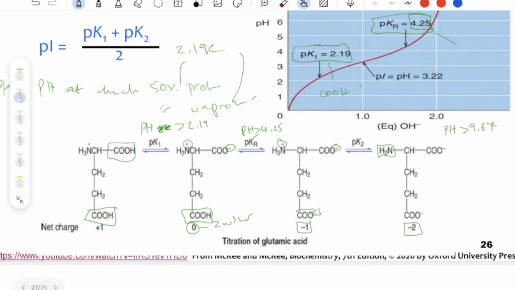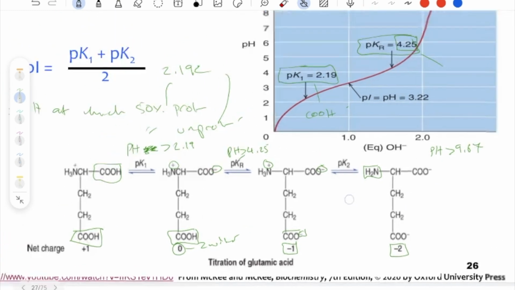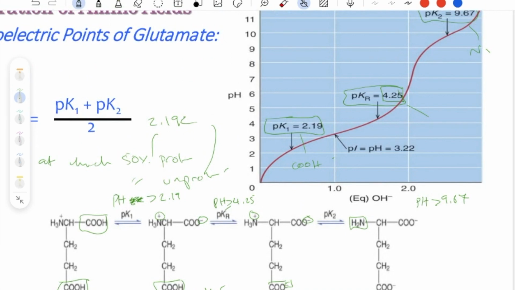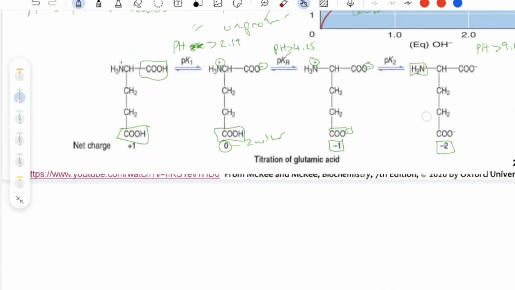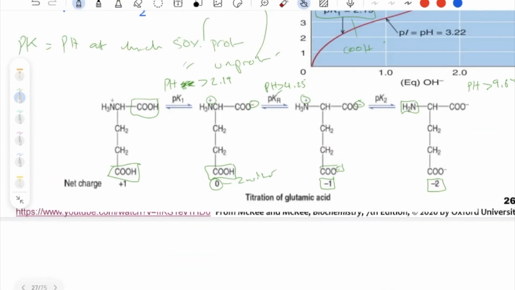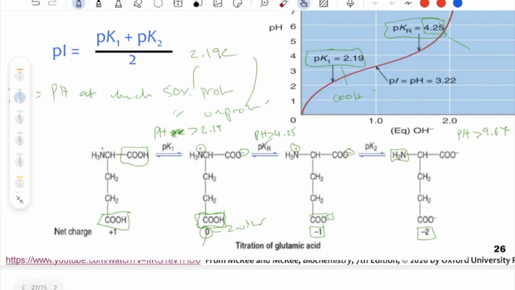Now, how do you find the isoelectric point? We're going to take the average of the R group pK and the pK1. Why exactly the R group? Because as you can see here, the R group is protonated. So here is the state where we get a Zwitter ion. Anything in between this pK and this pK is the isoelectric point range. So we just simply add them together and divide by two.